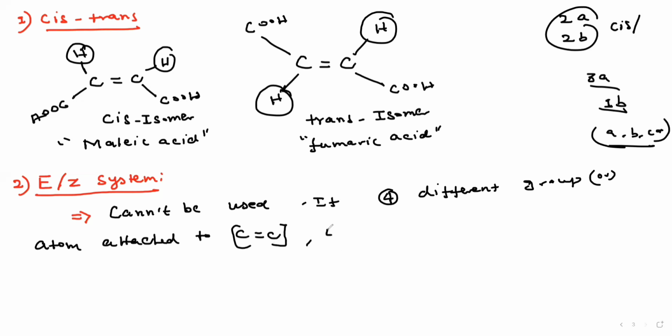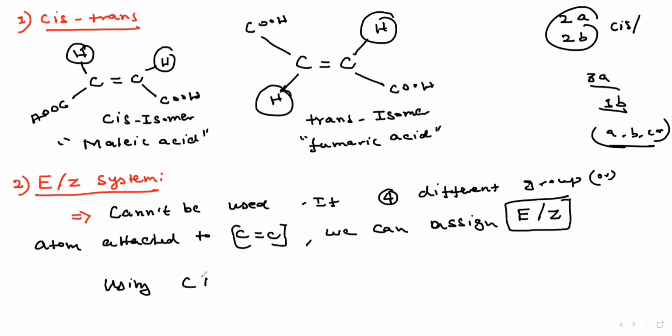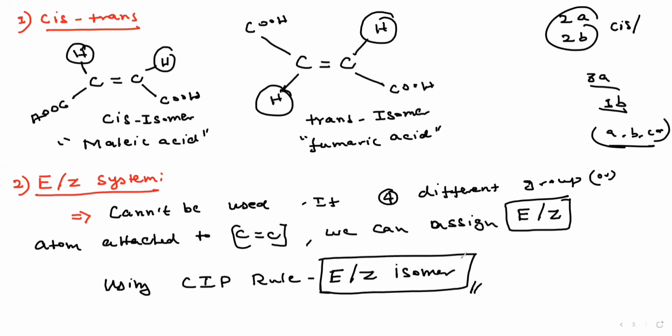In this case, which isomerism can we assign? We can assign the EZ isomerism, not cis-trans. Now see, using the CIP rule we can assign the EZ isomerism. I will tell you how to assign the EZ isomerism. Very important. I go to the next slide and explain one by one.